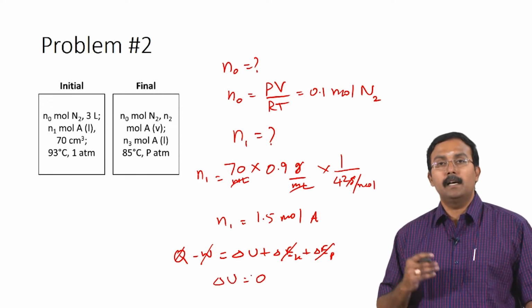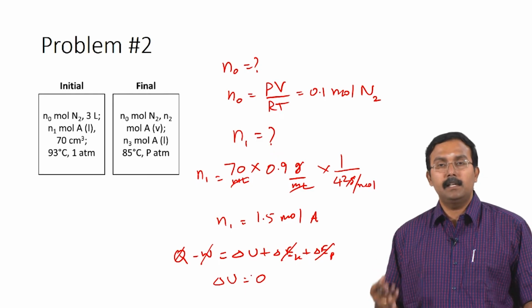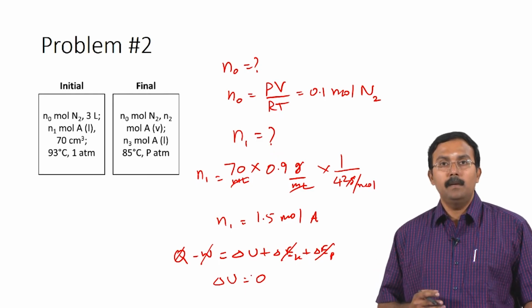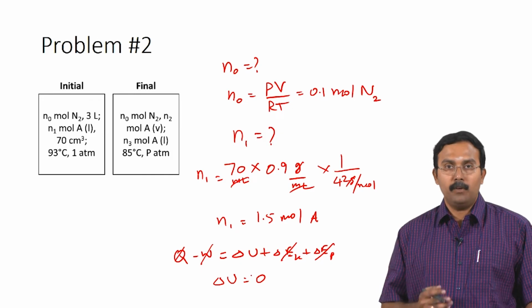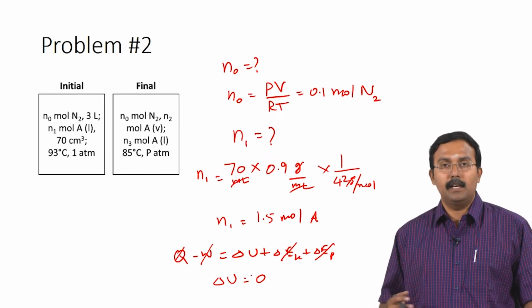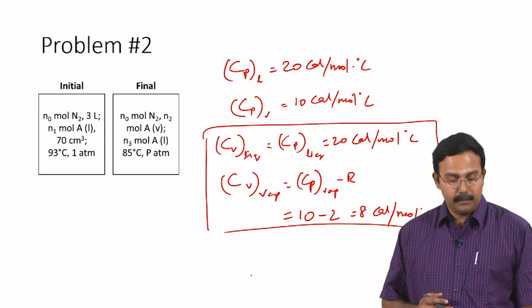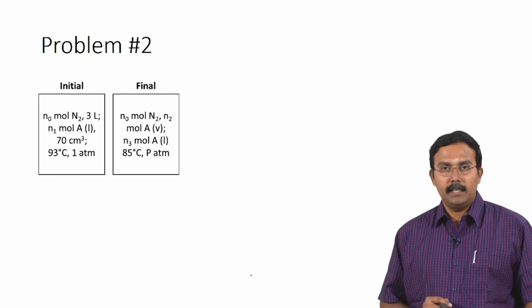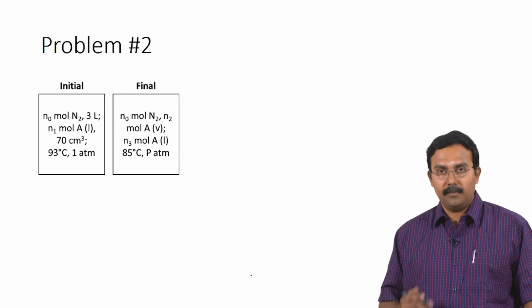Now, by building a specific internal energy table, we will be able to calculate the number of moles of component A in the liquid and the vapor phase in the final condition. Let us go ahead and do that. To build this internal energy table, we first need to identify the reference states.